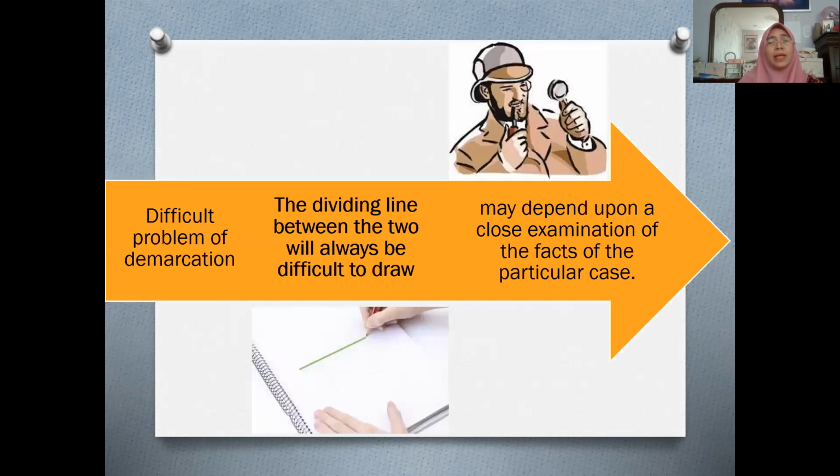So the dividing line between the two will always be difficult to draw. It's not that easy; you cannot simply draw it. What is the consideration here? It may depend upon a close examination of the facts of the particular case. It depends very much on the facts, so it might vary from one situation to another.